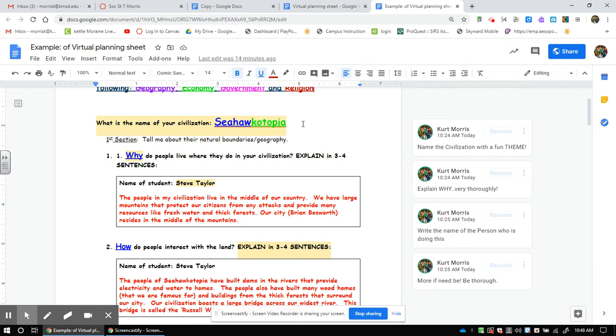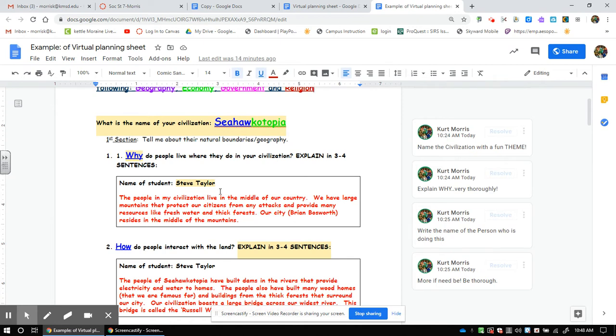Tell me about your natural borders and geography. Well, right here, why do people live where they live in your civilization? Well, in Seahawkatopia, in 3 to 4 sentences, I need to explain why. Who's writing this? Steve Taylor did, because I want to know who the people are involved. If you're by yourself, write your own name for each square or divide it up how you will, but I need to know who wrote that so I can contact them if I have any questions.